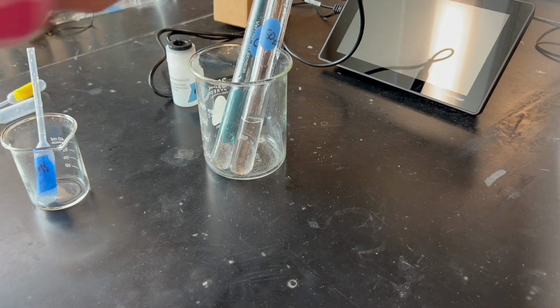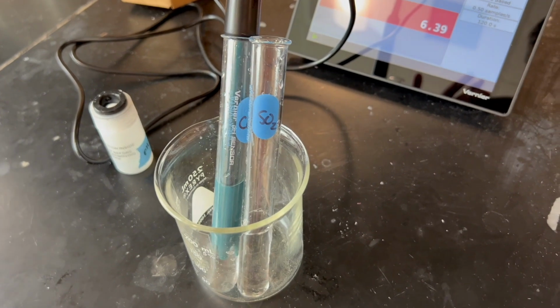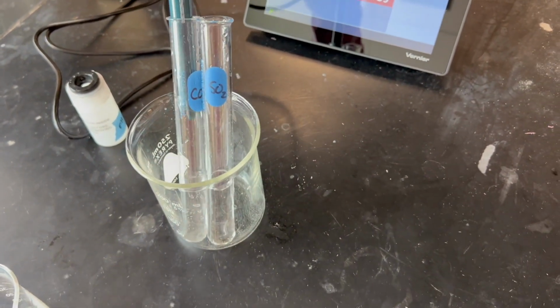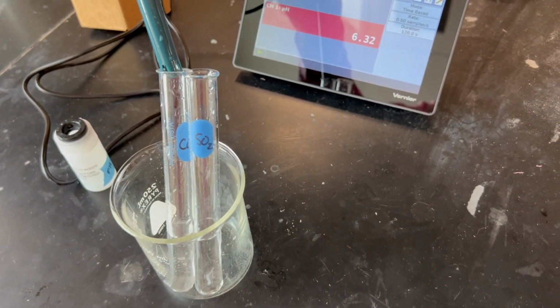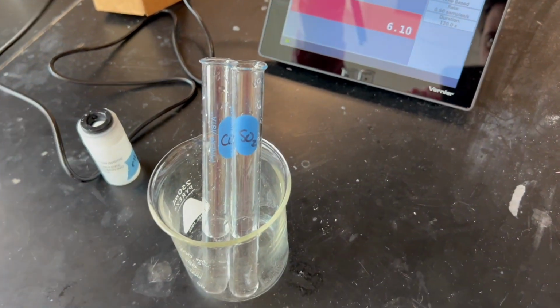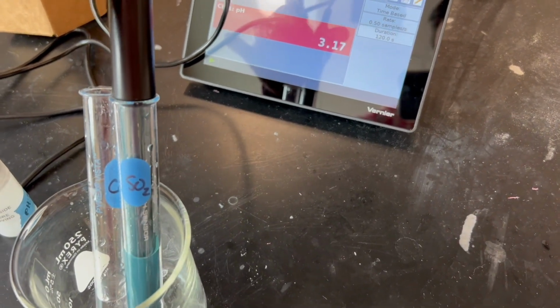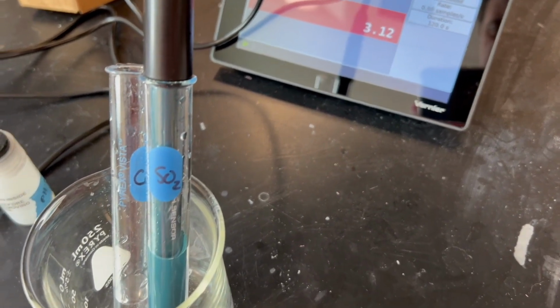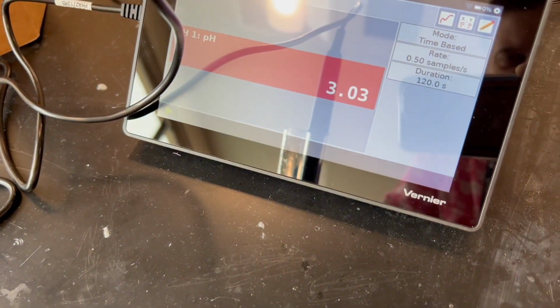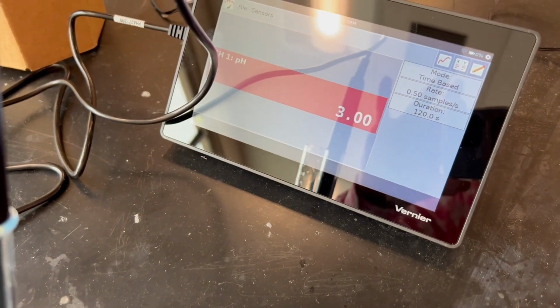And now we're going to measure the pH of the water now that the gas has been added. The pH of the water after the SO2 has been added is 3.